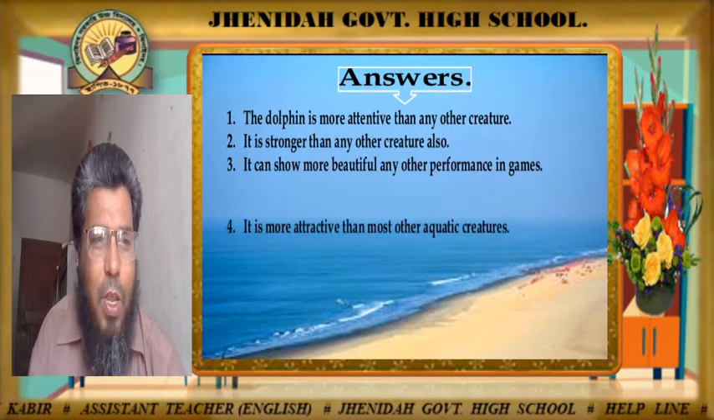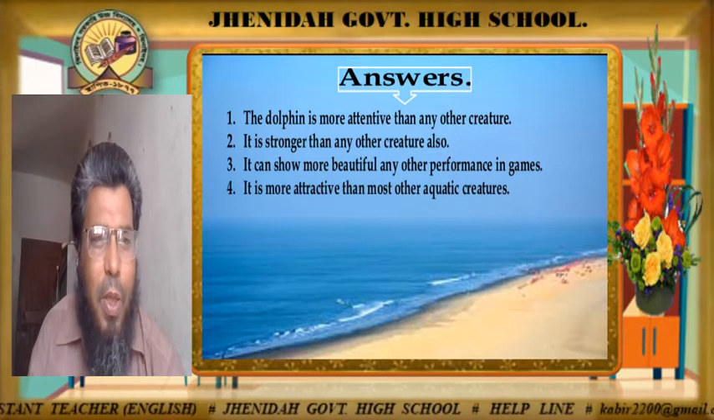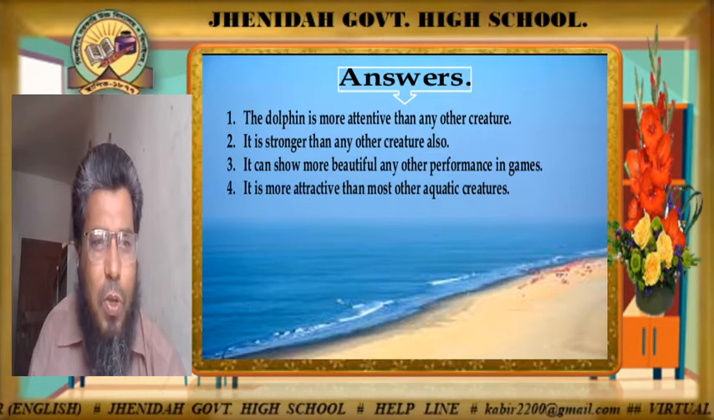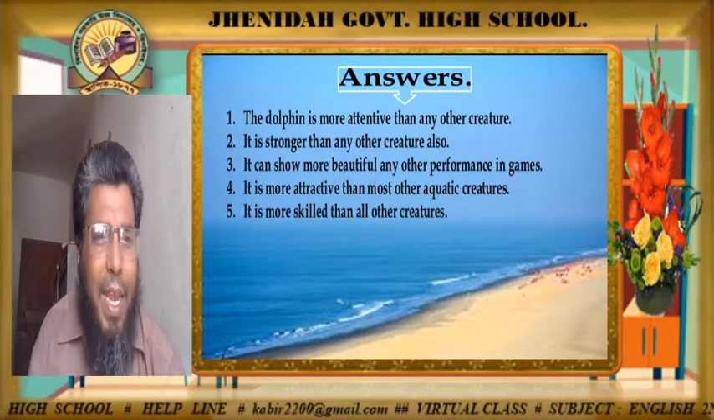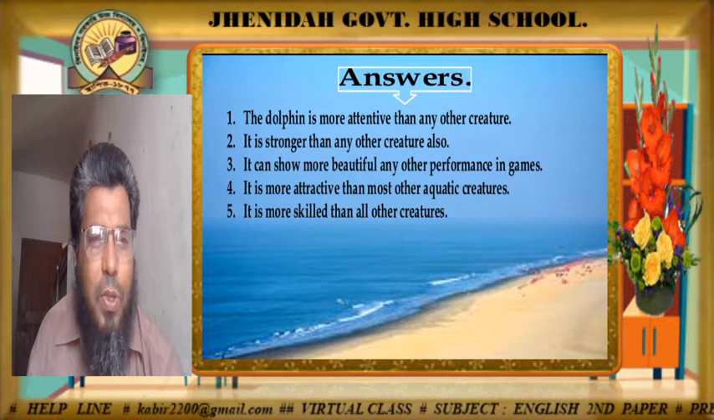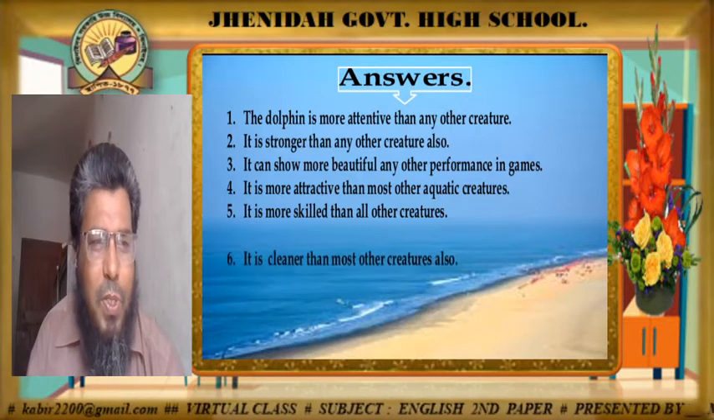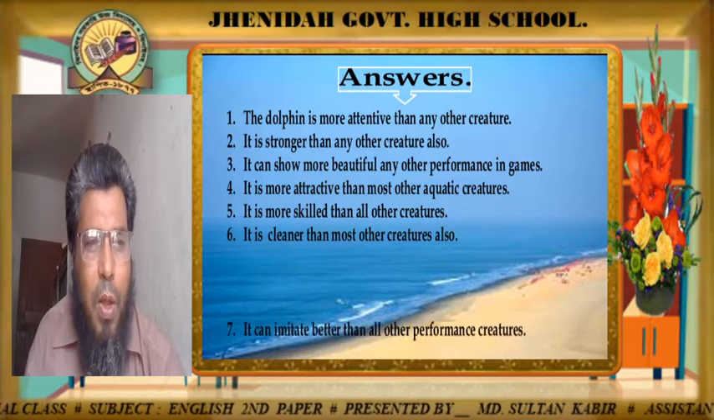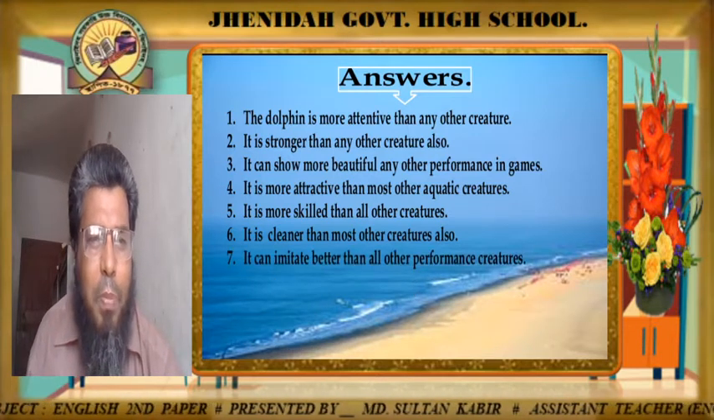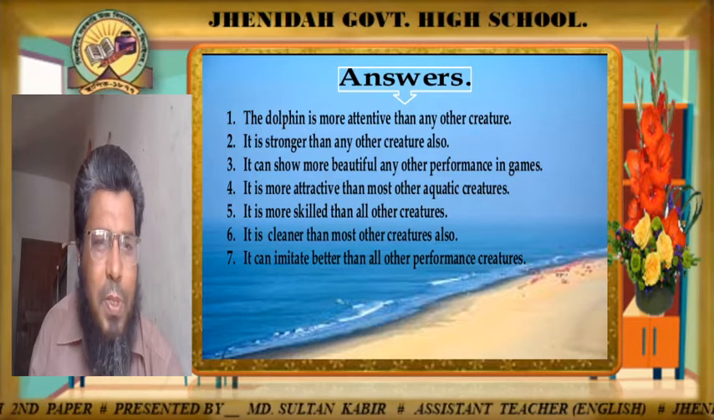Number 4, it is more attractive than most other aquatic creatures. Number 5, it is more skilled than all other creatures. Number 6, it is cleaner than most other creatures also. And number 7, it can imitate better than all other performance.